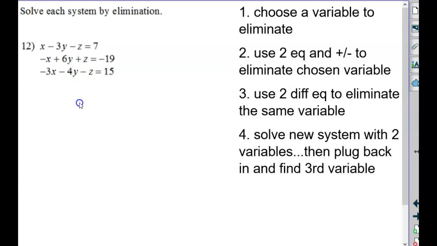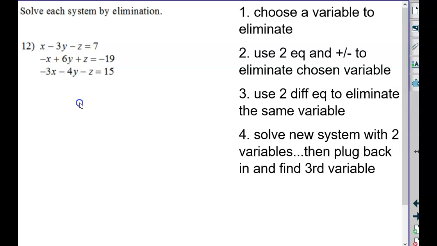All right. We are skipping, look at all those lovely steps. Choose a variable to eliminate. Choose two equations and add or subtract to eliminate the chosen variable. Then choose two different equations to eliminate the same variable. Solve the new system with two variables, then plug back in and find the third variable. Do you think there's any room to make a mistake in that disaster?